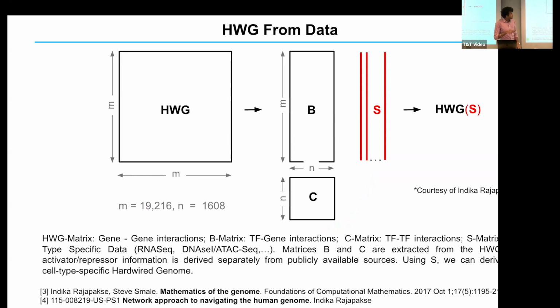And we have the B matrix. This is exactly similar to the control matrix that we had in the previous slide. And the C matrix is basically how transcription factors interact with other transcription factors.